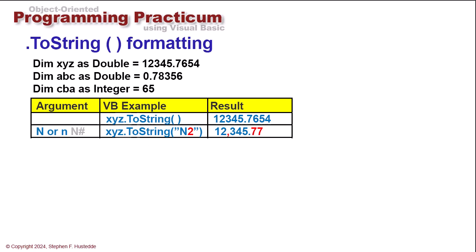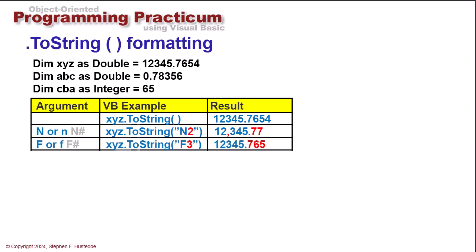So here the example is, we have XYZ as 12,345.7654. If I do N2, it's going to give me a decimal display of 0.77. Now notice it also adds in the comma separator between the thousands and the hundreds. There's another format, which is F, which stands for fixed point, and it works the exact same way. You can basically get the same results, except it doesn't put in the comma separator. So you use F or N depending on whether you want to have that comma separator in your value.